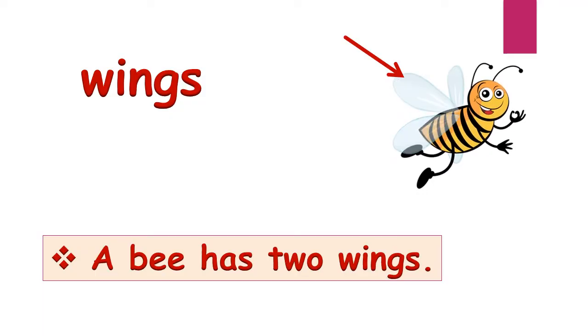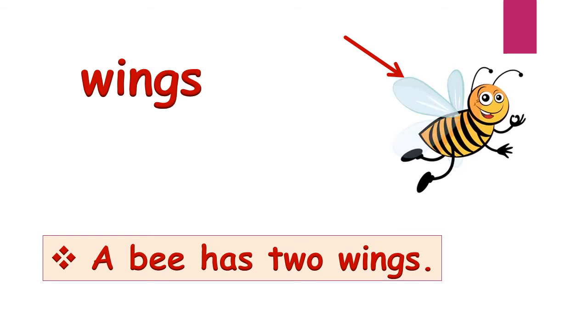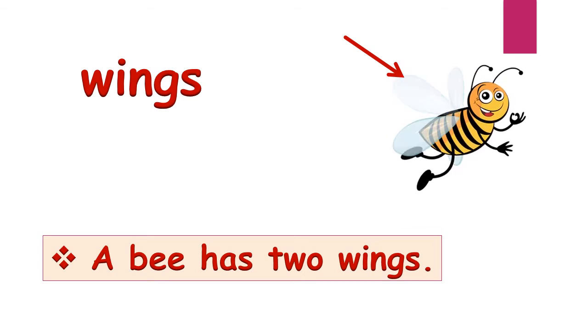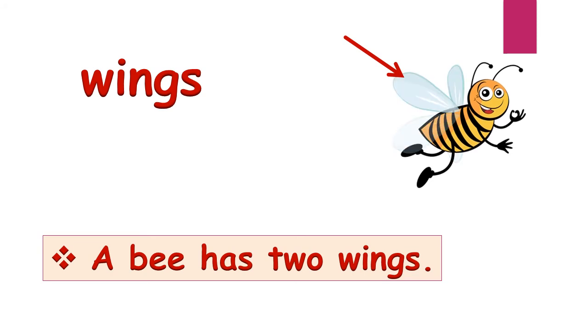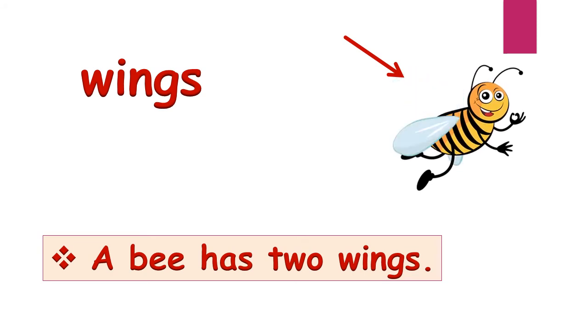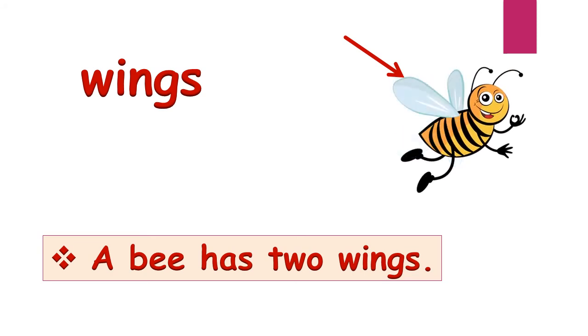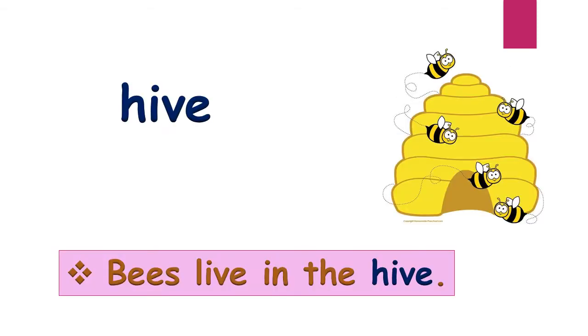The next word is wings. For example, a bee has 2 wings. The next word is hive. For example, bees live in the hive. Okay?